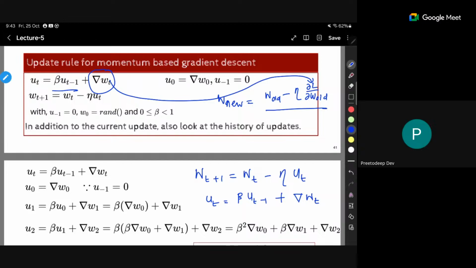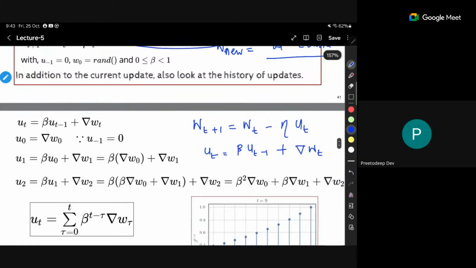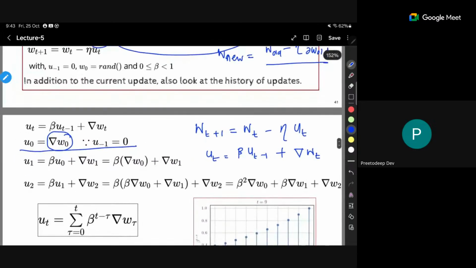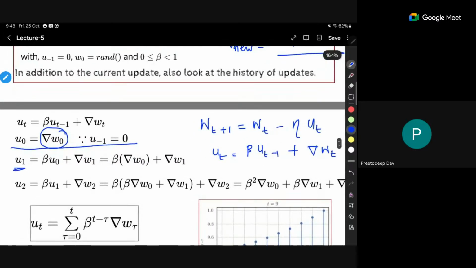And that's how the updation will happen. And if you see for a few iterations, let's say U0 will start with W0 and U minus 1 was 0. So in that case, what will I get as U1? Beta times U naught, which is this person, right? Then with respect to W1, I'll take gradients. So I'll take gradients here.